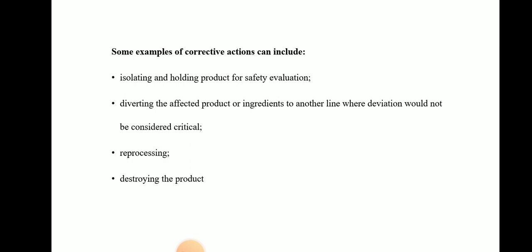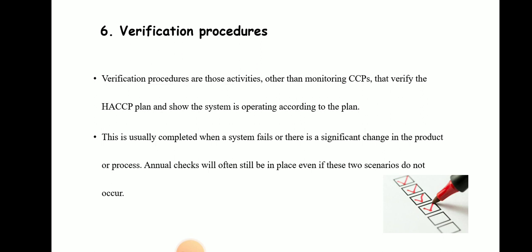Then verification procedures. Verification procedures are those activities, other than monitoring CCPs, that verify the HACCP plan and show the system is operating according to the plan. This is usually completed when a system fails or there is a significant change in the product or process. So if we know there is a change in the product or process, we need to verify it against the flow diagram. Annual checks will often still be in place even if these two scenarios do not occur.